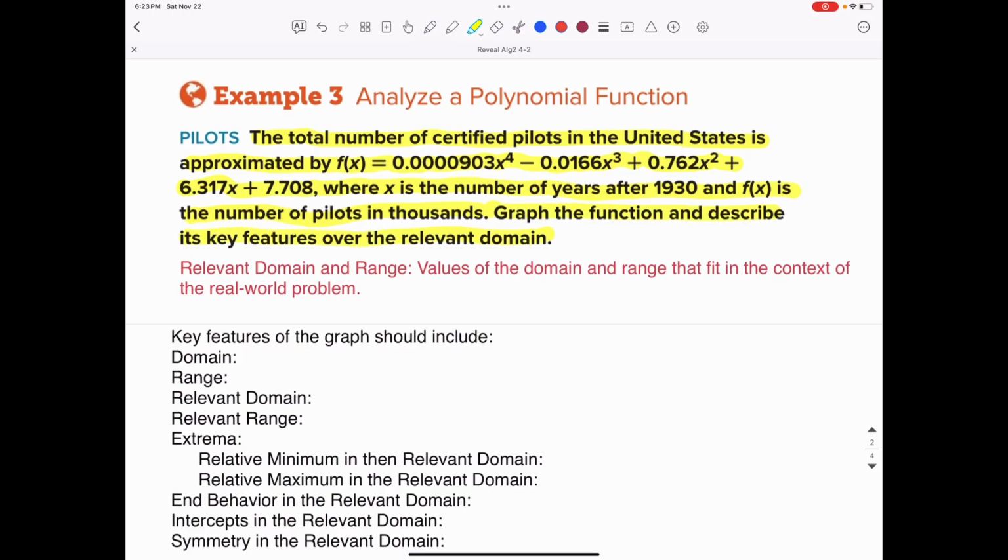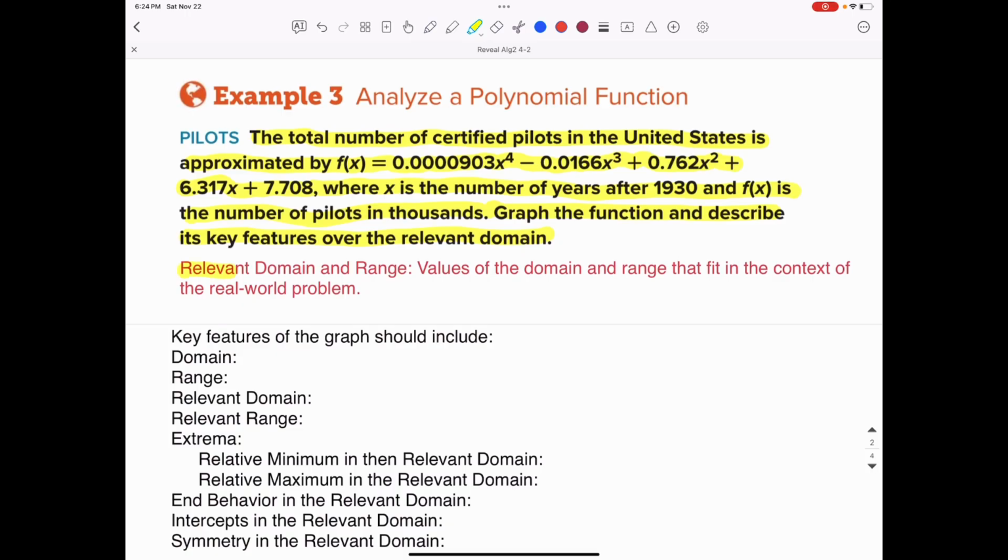So first off, yes, we have a very complicated looking function here because the real world does not operate on just whole numbers. It has lots of decimals in this one. But it does ask for key features over the relevant domain. So let's talk about that for a second.